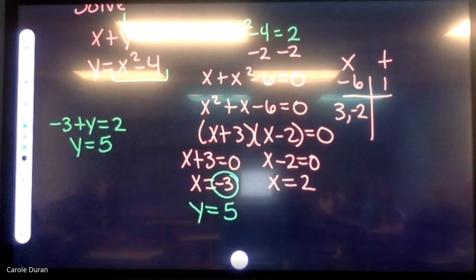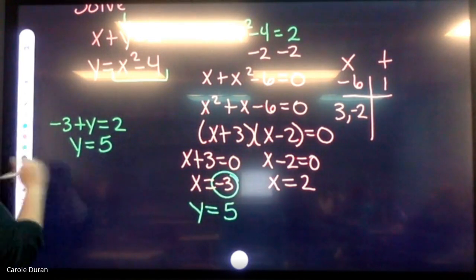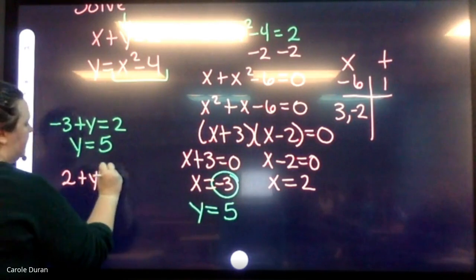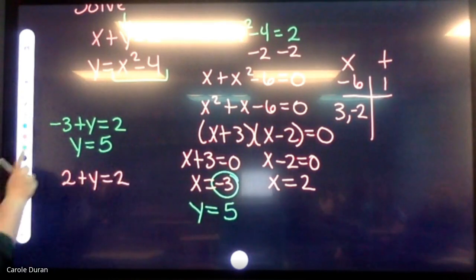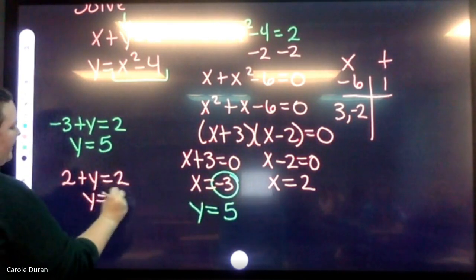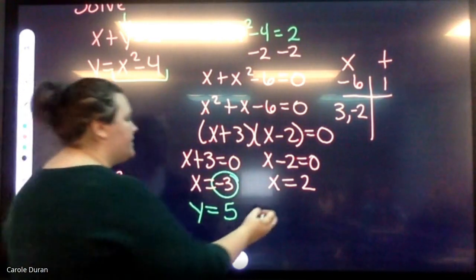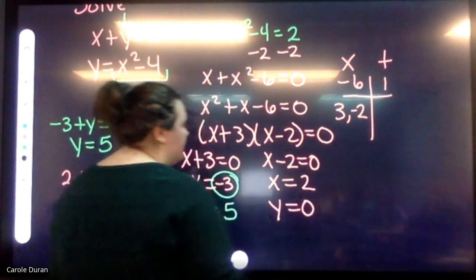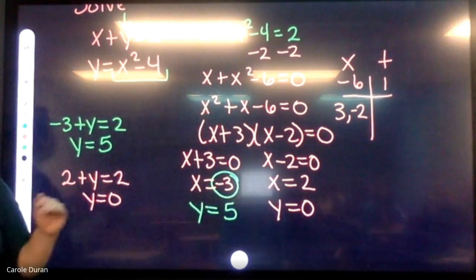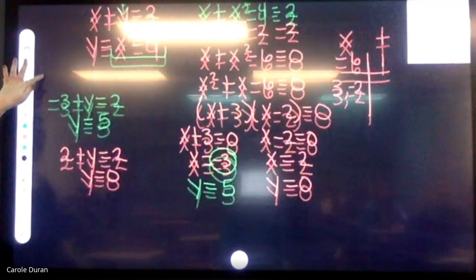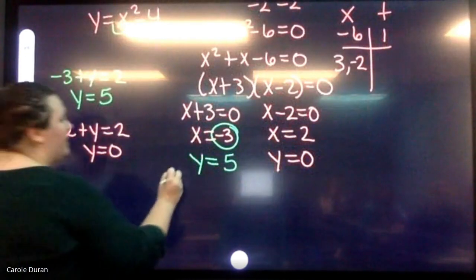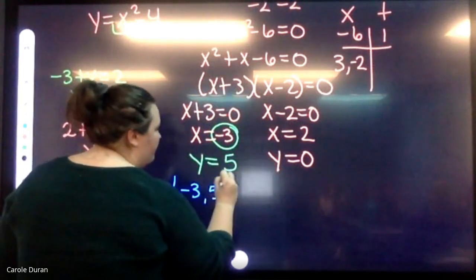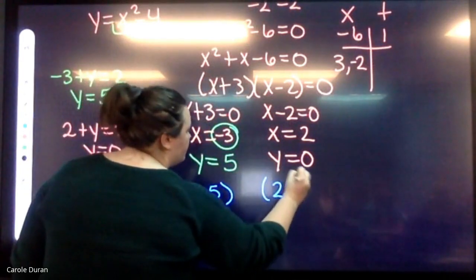So negative 3 corresponds to a y value of 5. I'm going to do the same thing with my 2. So I have 2 plus y equals 2. I subtract the 2 over, and I get y equals 0. So x equals 2 corresponds to a y value of 0. And now I have the x and the y coordinates that I can write as points. So my two solutions are negative 3, 5, and 2, 0.